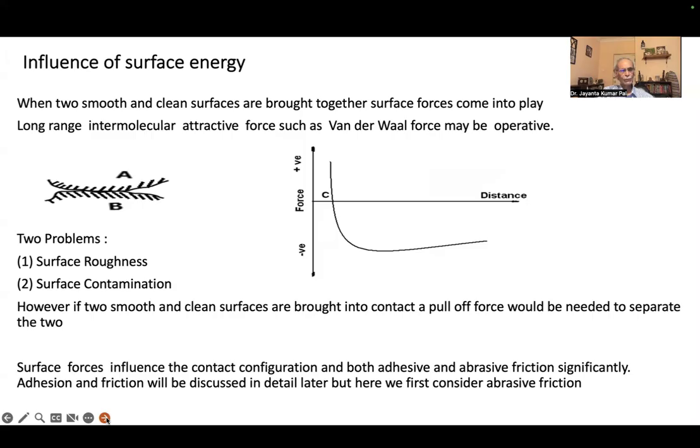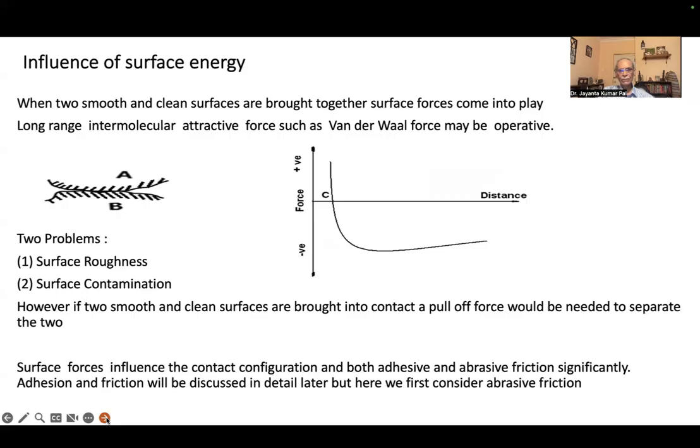However, if the two smooth and clean surfaces are brought together, as I was saying about the duster and the table, if they were clean enough and smooth enough, we have to apply a force slightly more than the weight of the duster. This is called pull-up force. We have to apply a slightly higher force to overcome the intermolecular forces.